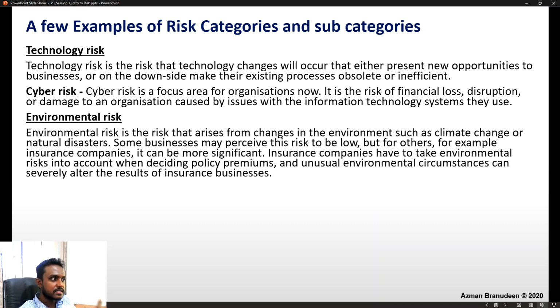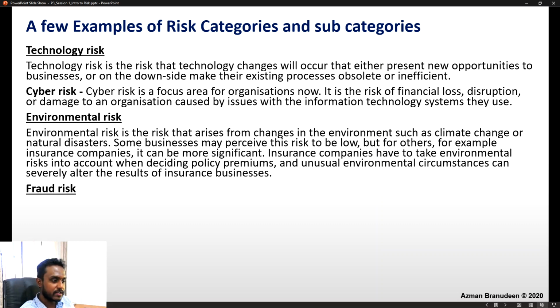So environmental risk is the risk that arises from changes in the environment like climate change or natural disasters. Some businesses may perceive this risk to be low, but for others, for example insurance companies, it can be very significant. Insurance companies have to take environmental risks into account when deciding policy premiums, and unusual environmental circumstances can severely alter the results of insurance businesses, just as an example. And I would say that environmental risk, every single day on a daily basis, is drastically increasing.